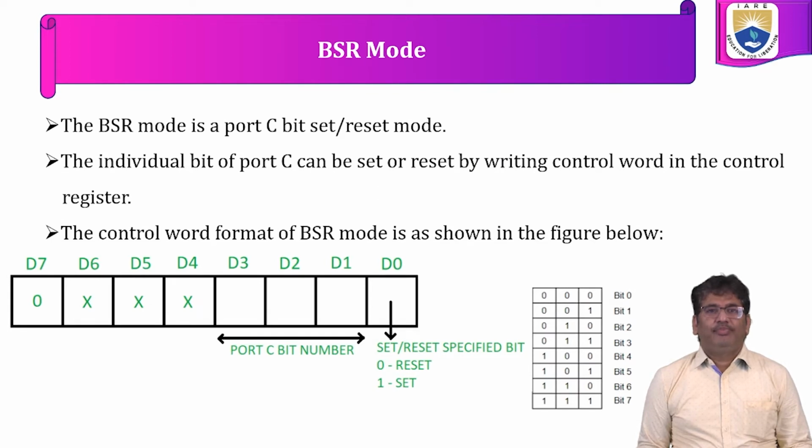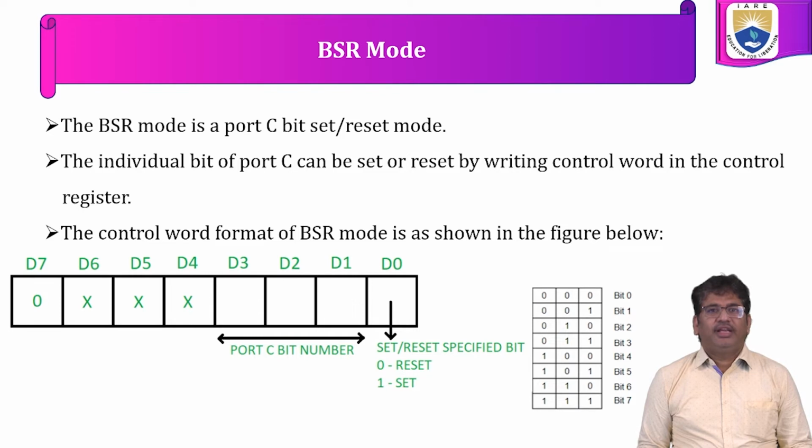First, we will see the BSR mode, where BSR stands for bit set or reset mode. The BSR mode is a port C bit set or reset mode. Only the 4 bits of port C can be set or reset. The individual bit of port C can be set or reset by writing the control word in the control word register. The control word register format for BSR mode is shown in the given figure.